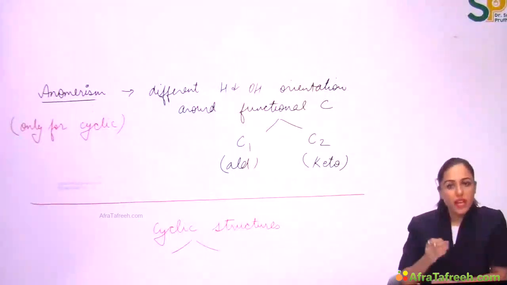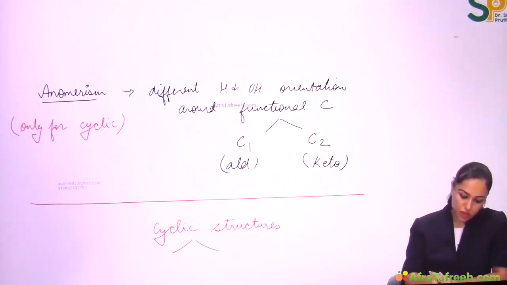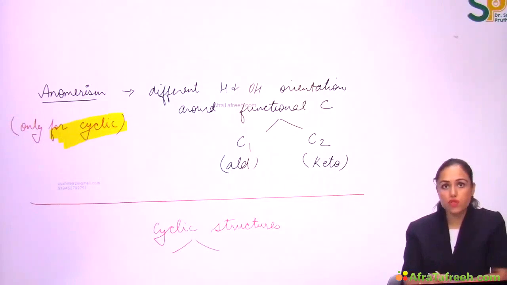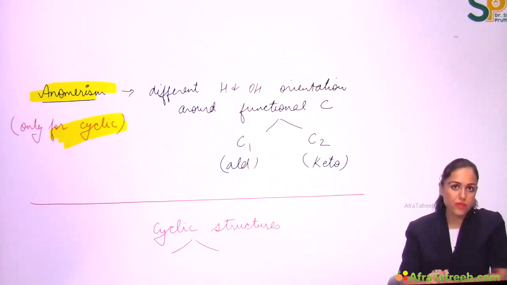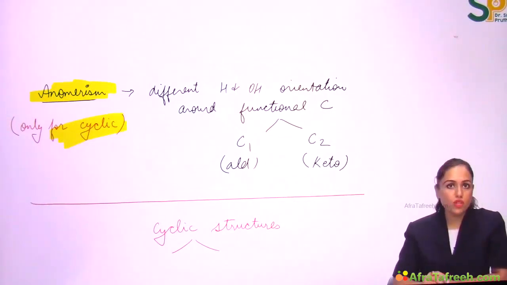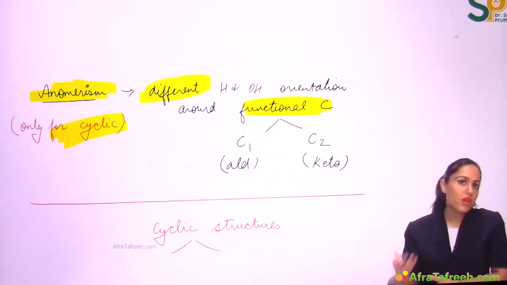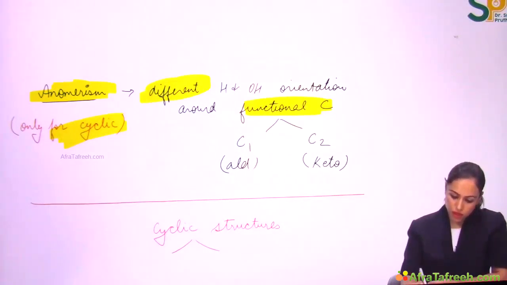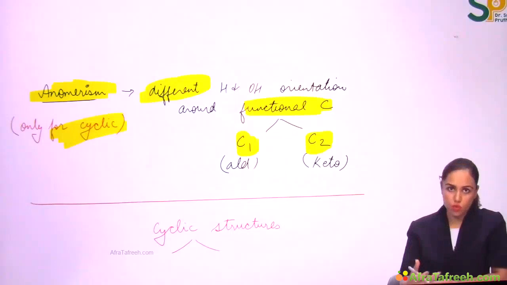Because of this extra asymmetric carbon in cyclic structures, we have one extra isomerism which is only there for cyclic structures, and that is known as anomerism, the 4th type of structural isomerism. So in anomerism, the definition is different H and OH orientation around the functional carbon, because the functional carbon is asymmetric. The functional carbon can be C1 or C2, depending upon whether it is aldehyde or keto. If it is aldehyde, then it is C1. If it is keto, then it is C2, right?